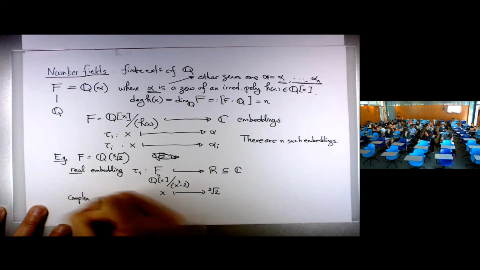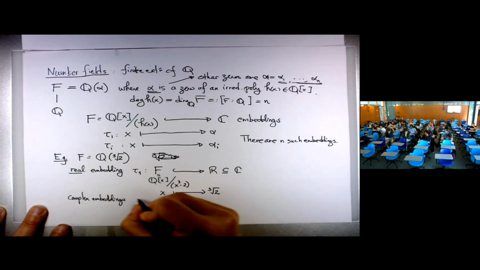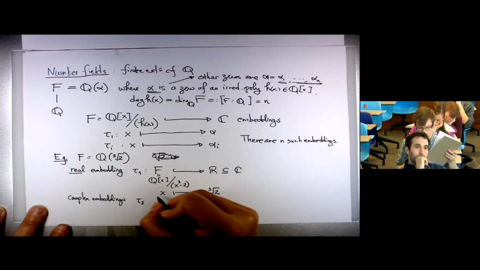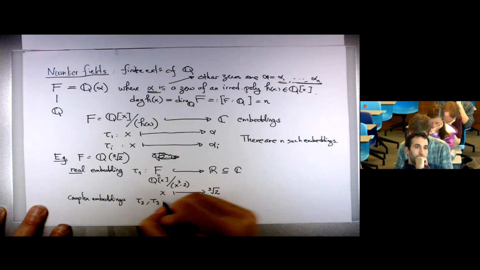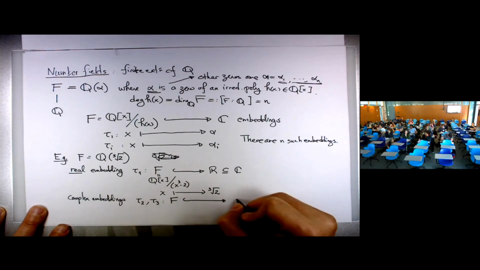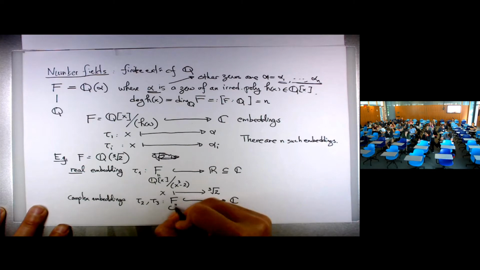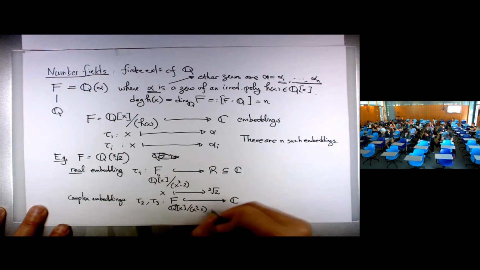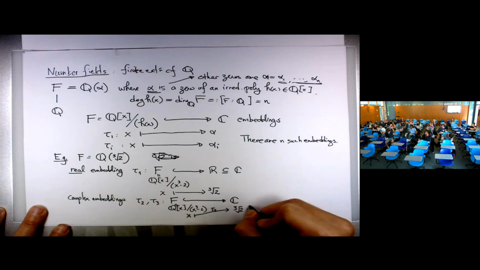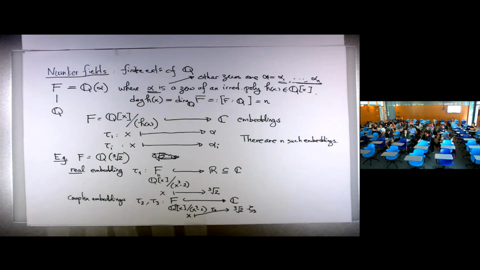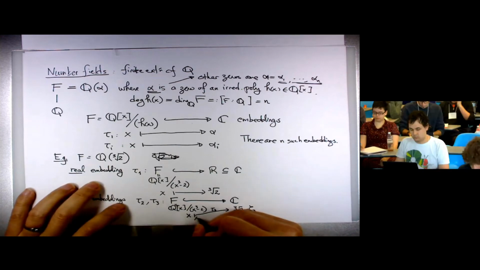Similarly, you have other embeddings. There are complex embeddings. Let me write tau 2, tau 3, that's fine, going from F to C. And you can think of this as Q[x] over x cubed minus 2, and then you want to send x to, unlike tau 1, the cube root of 2 times a third root of unity. You see, x cubed minus 2 has 3 roots: the cube root of 2, the cube root of 2 times a third root of unity, and then the other one.